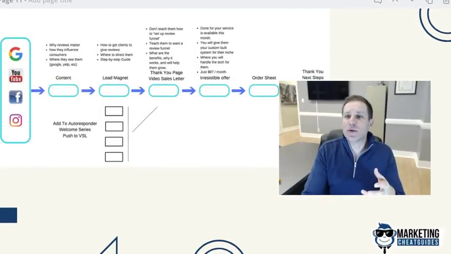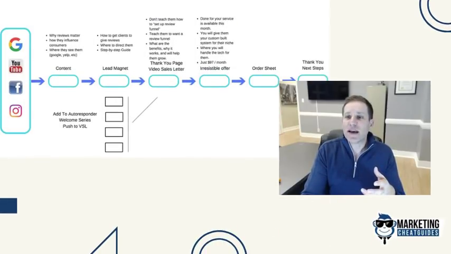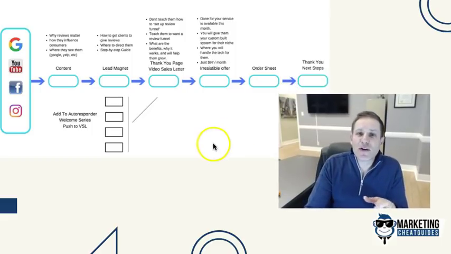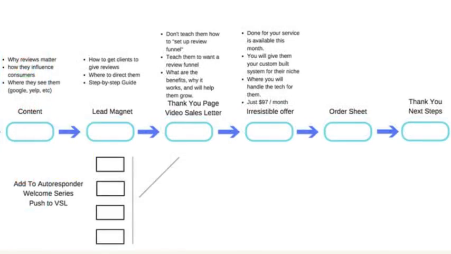Alternatively, what we can do is look at it through another lens. And so this is another funnel that we run. It's the same concept. It starts from retargeting. We're going to send them to content. Here's an example of how we would do this with the actual content written in. Okay, so why reviews matter, and then how they influence consumers and where you can see them.